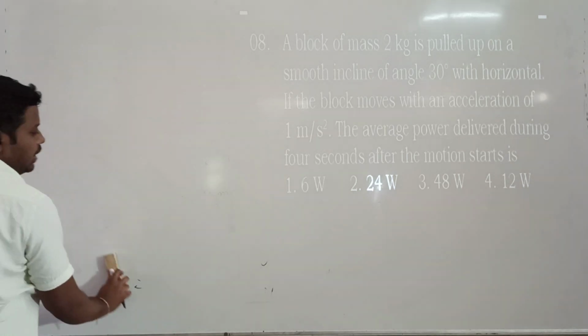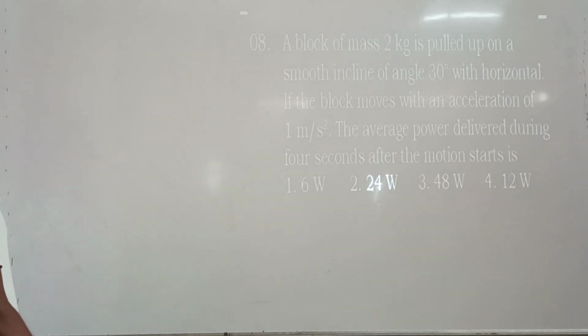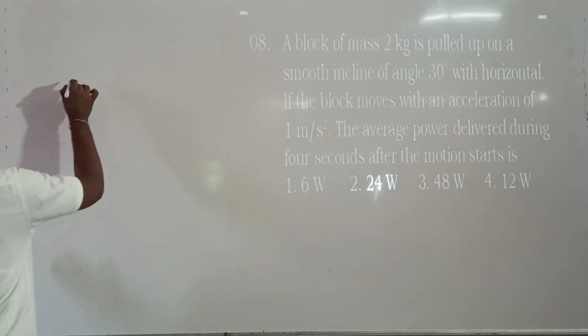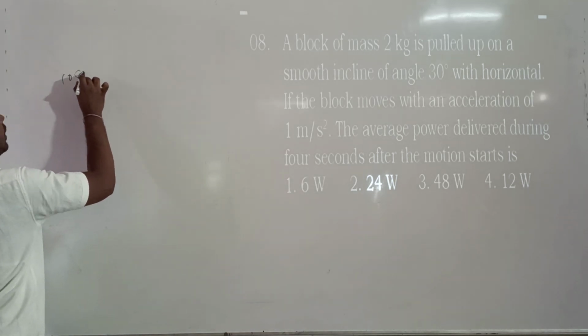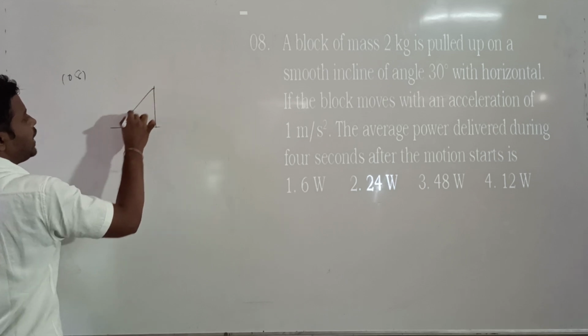So what is this question? A block of mass 2 kg is pulled up a smooth inclined plane of angle 30 degrees with the horizontal. If the block moves with an acceleration of 1 meter per second squared, what is the average power delivered during 4 seconds after the motion started? One inclined plane is given, and this is a smooth inclined plane.